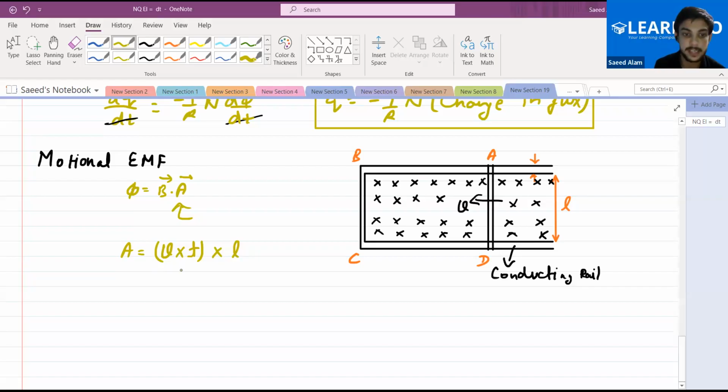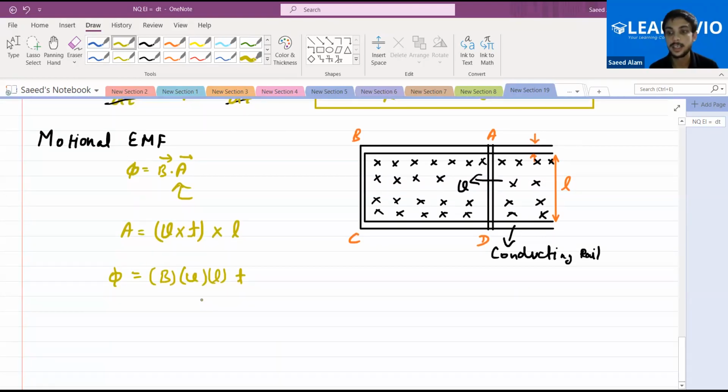This is one side of this particular rectangle, and this is the other side. So the final flux that we are going to write here will be B into L into V into T. Actually, let me write L first, then T. Is this going to be the variable flux through this loop? Can you see that this flux depends on time? That means the flux will change with time, so EMF will be induced.